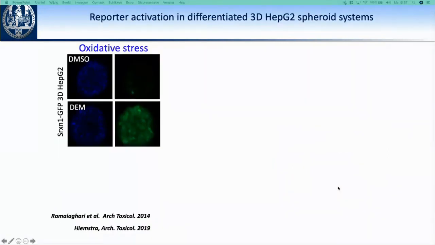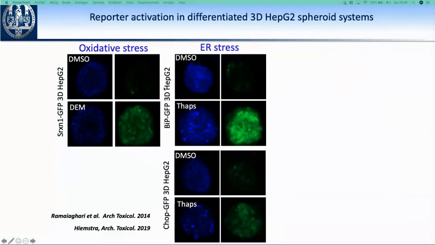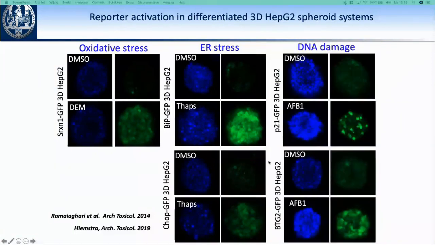We can also use this 3D setup in combination with this GFP reporter system to follow the different stress response pathways also in this 3D setup. We can look at, for instance, oxidative stress using the sulfiredoxin reporter. Upon chemical exposure, in this case, you can see a clear induction of this reporter. But we can also do this for endoplasmic reticulum stress with 2 different reporters, but also for DNA damage signaling, where you can also see a significant increase in the GFP signal upon exposure to known stressors.